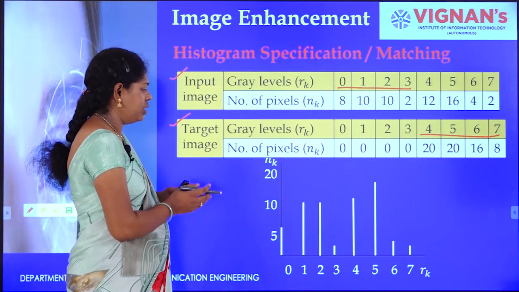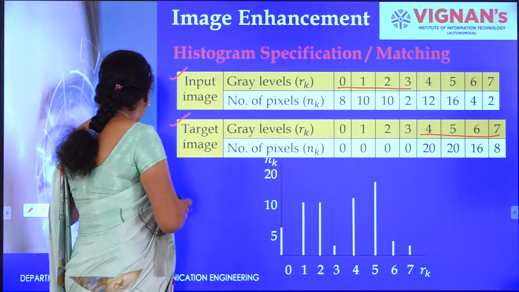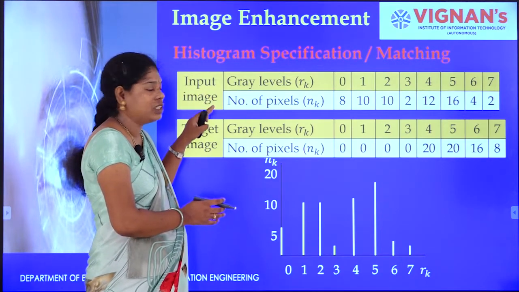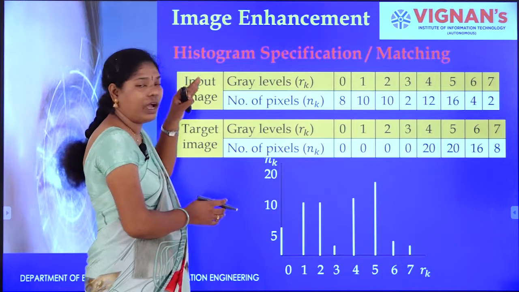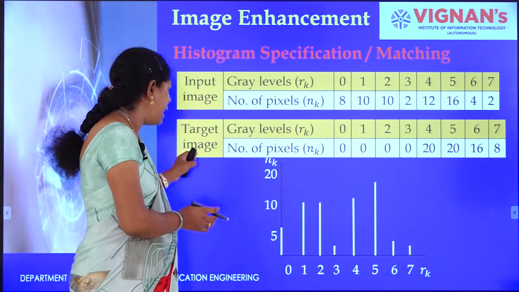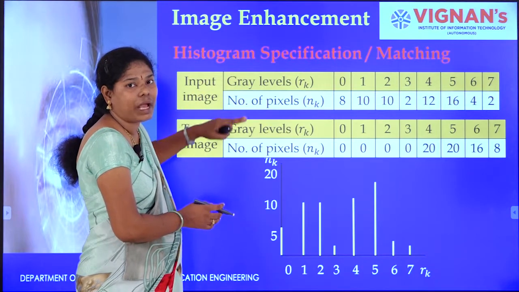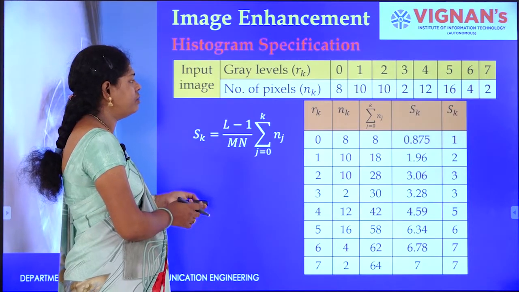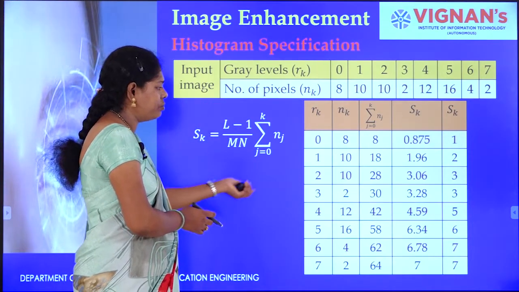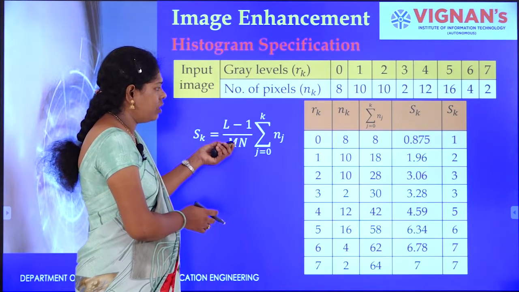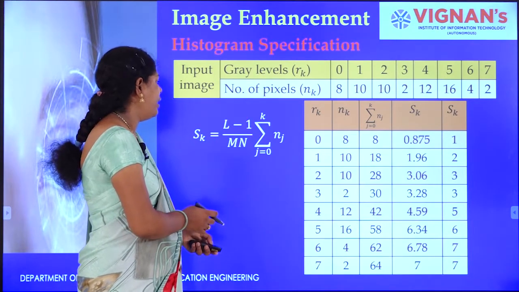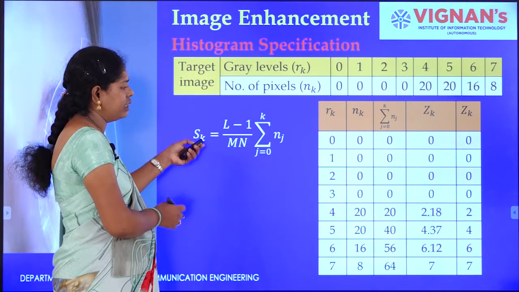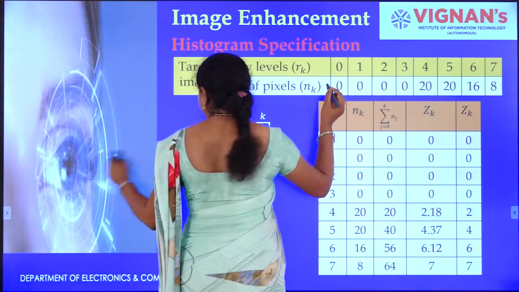Let us see, this is the original image histogram. The process is the same: first we have to perform histogram equalization of the input image, then we have to perform histogram equalization of the target image, then we have to map each other. Let us see. The first thing is, we already performed histogram equalization of the input image, so I am considering the same example. This is the histogram equalization of the input image. Already we know that. Now, histogram equalization of the target image. Here we don't need it.